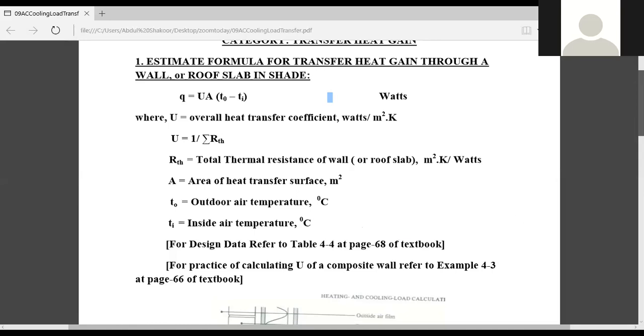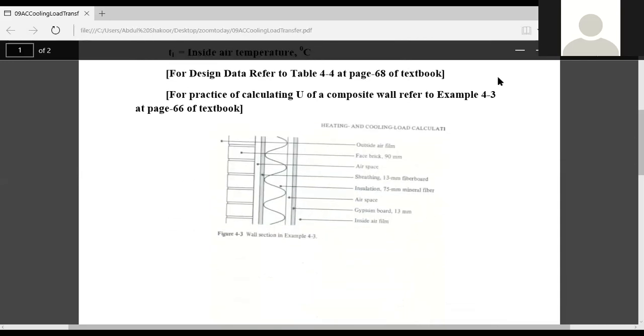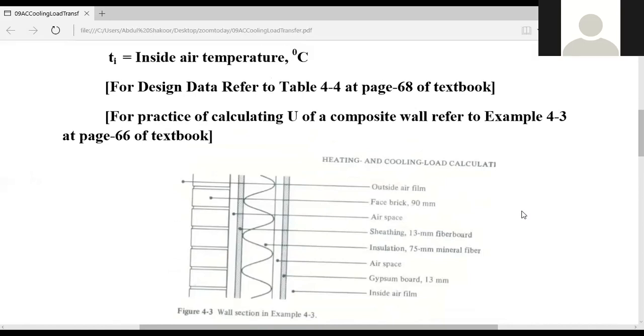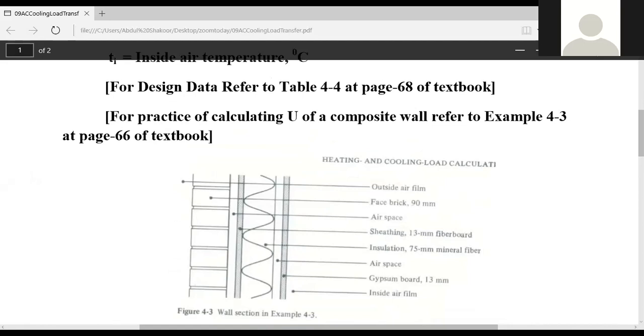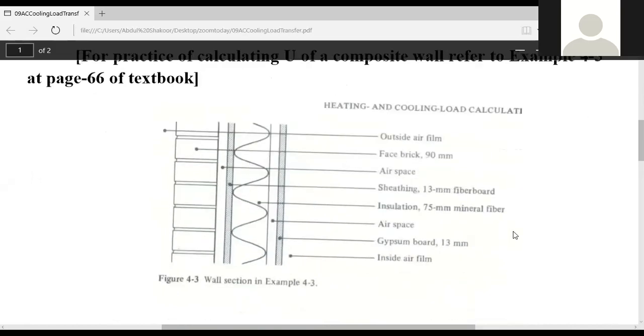In case of transfer load, you should know the structure of the building like this. This is a wall structure shown here in this example, heating and cooling load calculation, figure 4.3 of your textbook, example 4.3. Here you can see outside air is this side, inside air is this side.